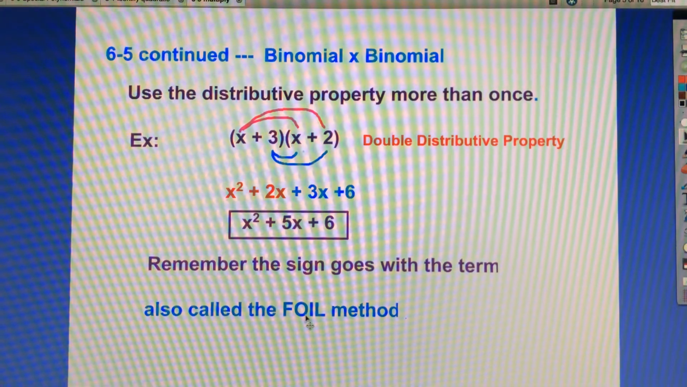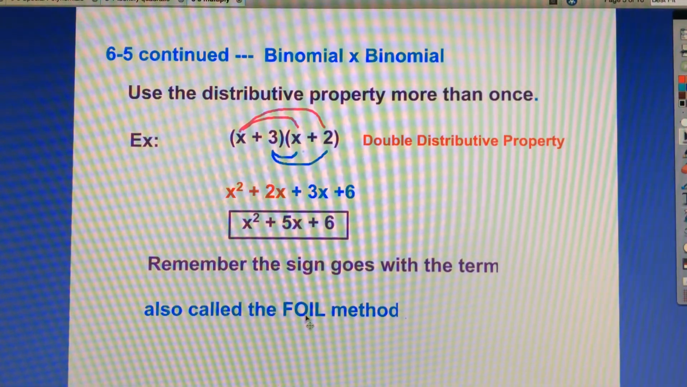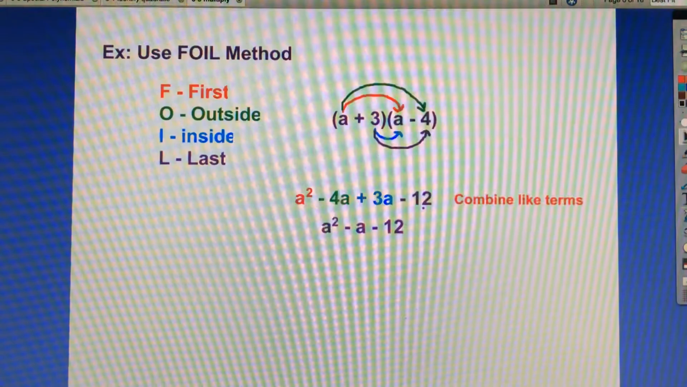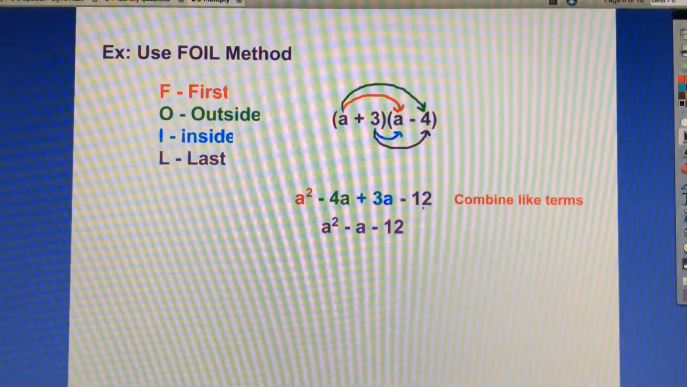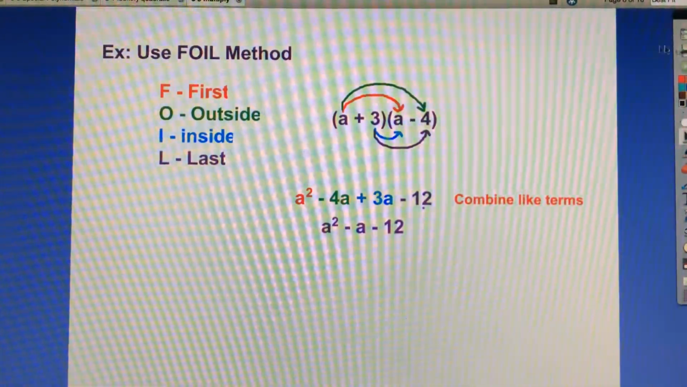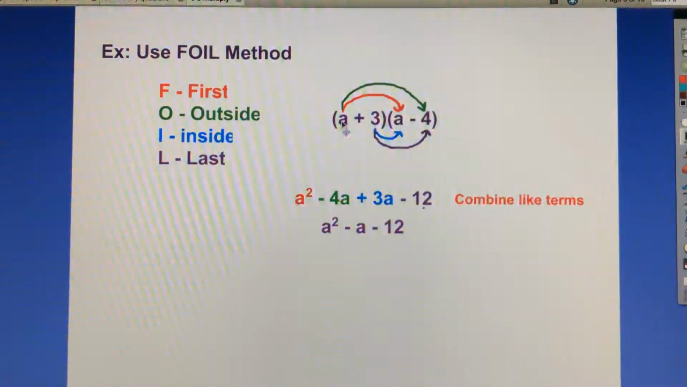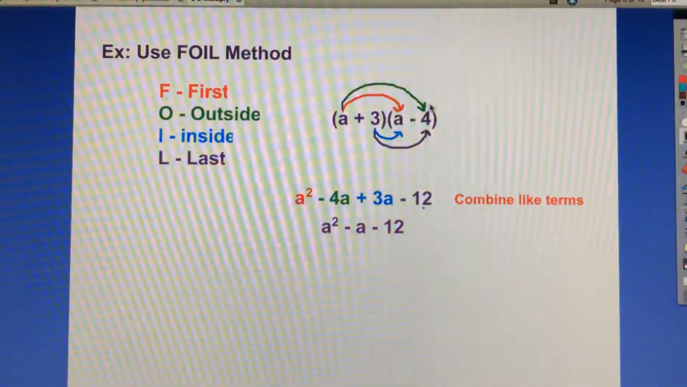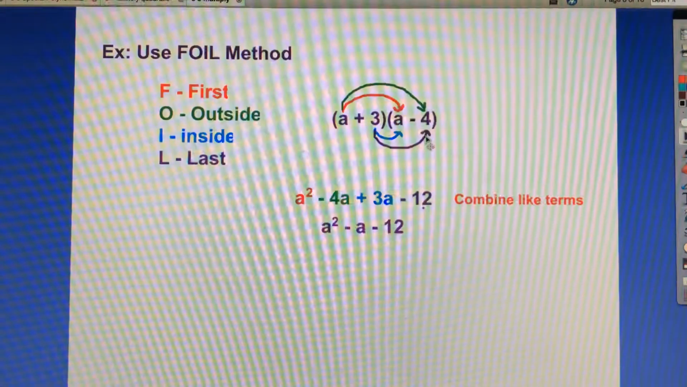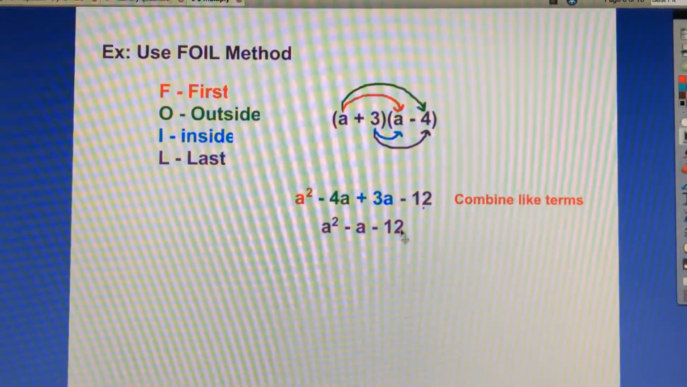This is called FOIL. The problem, not that it's a problem with FOIL, but you have to remember what FOIL is, what it means, which hopefully, here we go. Look, I'm showing you. FOIL: first, outside, inside, last. It's exactly what I just did. First, 3 times a. Outside, or outside is a times 4, negative 4. So I'm doing my first set of distributive properties. The I and the L are my second set. You're going to get the exact same answers.